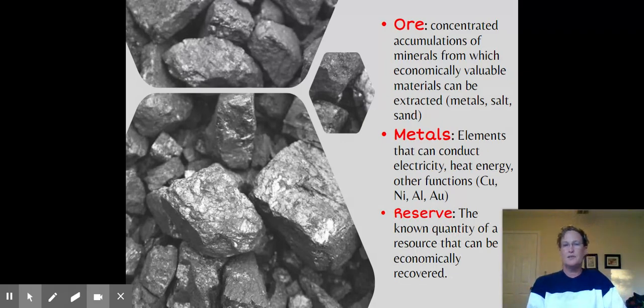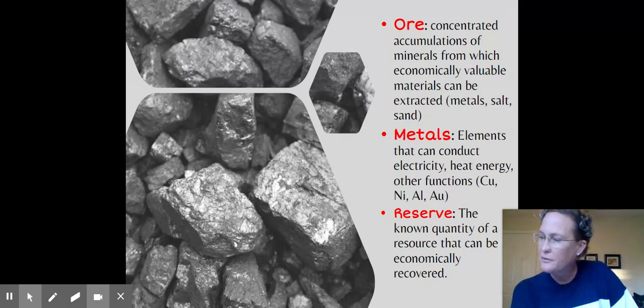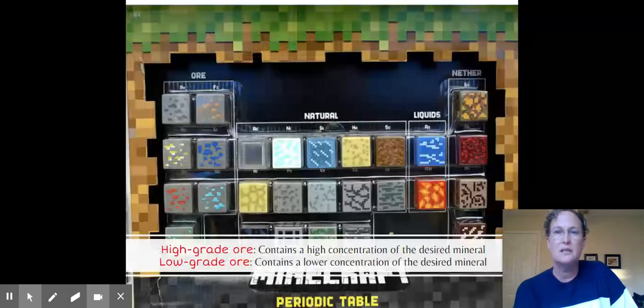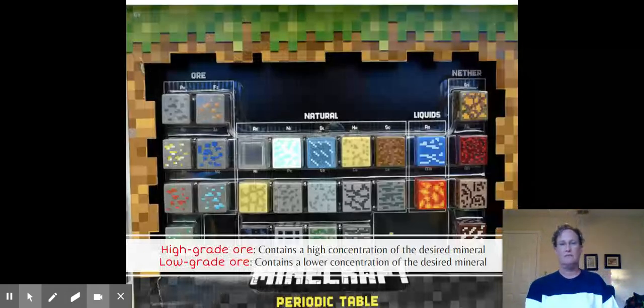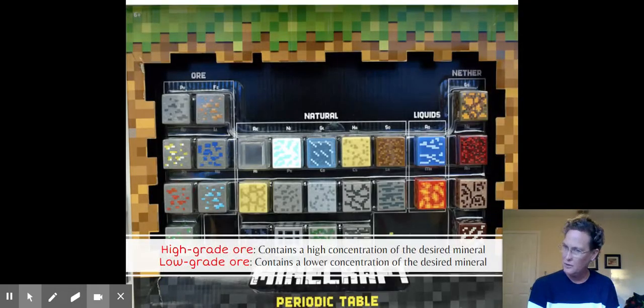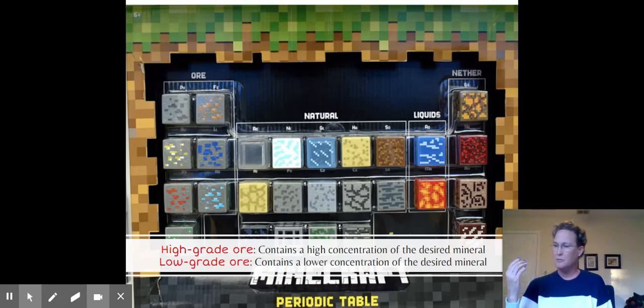And then reserve. Reserve is the known quantity of a resource that can be economically recovered. So we know how many reserves we have of a certain kind of ore or a certain kind of metal, right? That is reserve. Now we're going to talk about the different kinds of ores. So maybe you know this from Minecraft, but high-grade ore contains a high concentration of the desired mineral, and then the low-grade ore contains a lower concentration.